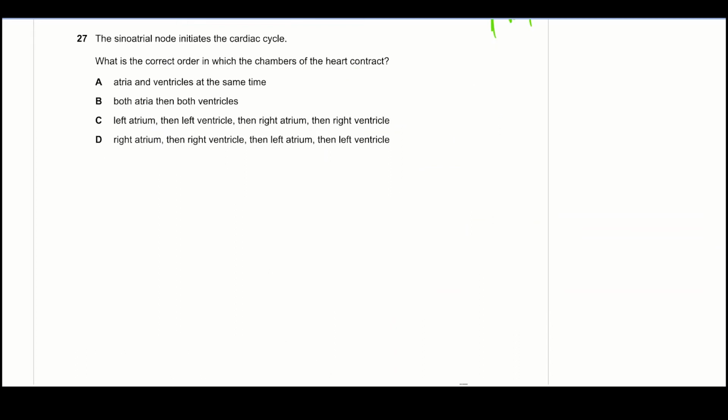7. The sinoatrial node initiates the cardiac cycle. What is the correct order in which the chambers of the heart contract? Let's start with A, atria and ventricles at the same time. This is incorrect because we have the AVN, which delays the impulse by a fraction of 0.1 seconds. So the atria contract first. So this is incorrect.